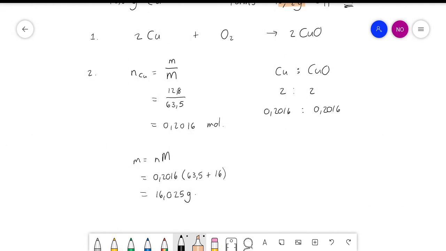Meaning that in an ideal world, this reaction should have formed 16,025 grams of copper oxide.